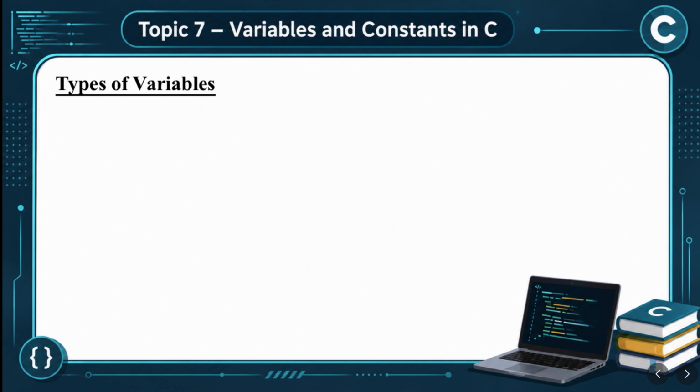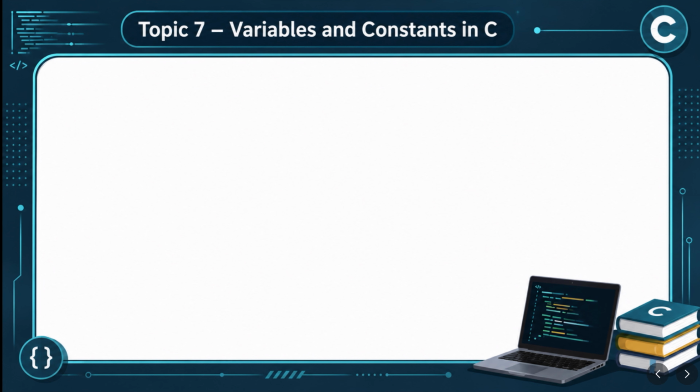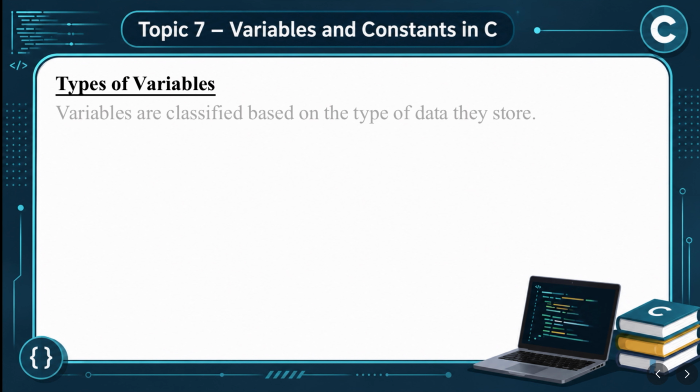So let us see types of variables. Hope you understood the constants, right? So constants will be declared with the help of the directive hashtag define. Okay. Let us see types of variables. So variables are classified based on the type of data they store.